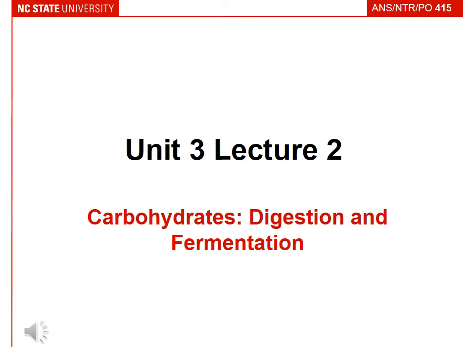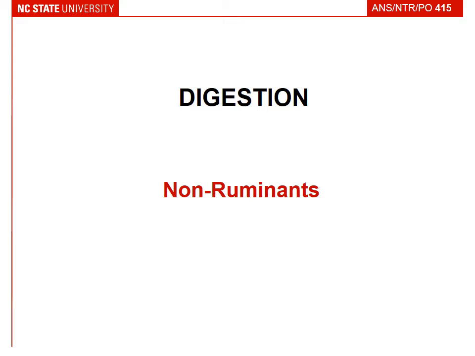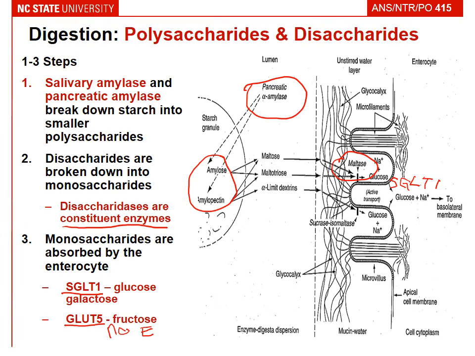Hello class, today we're going to start lecture 2 of unit 3 where we're going to be discussing carbohydrate digestion and microbial fermentation. We're first going to focus on non-ruminants because even ruminants have these same components that non-ruminants do. So we'll start off with the non-ruminants.